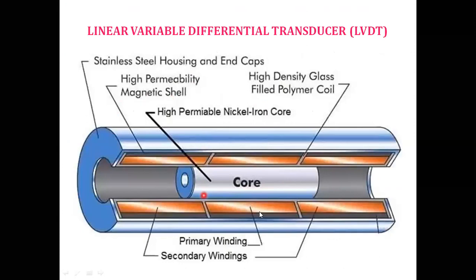This is the actual diagram for the LVDT. This is the core material, primary windings. This is the primary winding, and this is the secondary winding. This is primary, secondary, secondary. The core material is made of nickel iron, and this is the high permeability magnetic shell. This is a high density glass filled polymer type of coil, and the entire housing is stainless steel housing, with end caps here. This is the epoxy, one type of epoxy, black shade given here. This is the epoxy type of encapsulation.